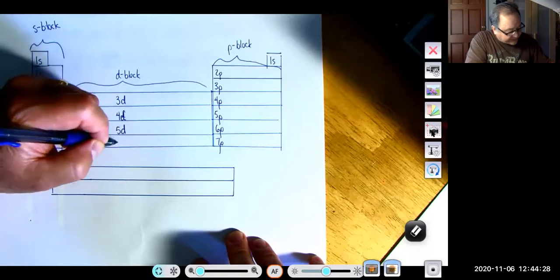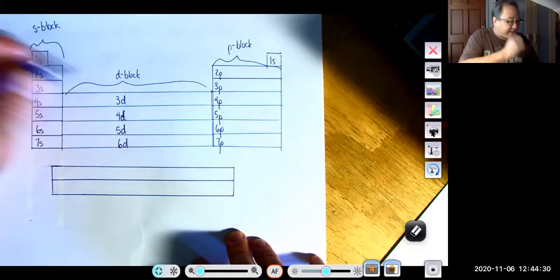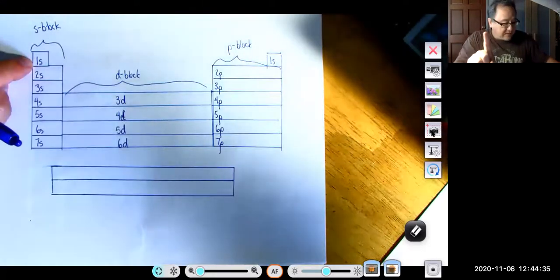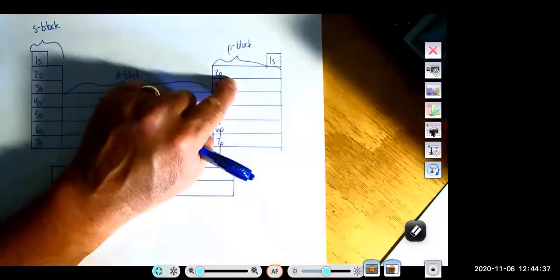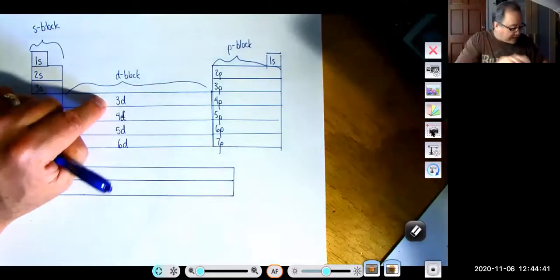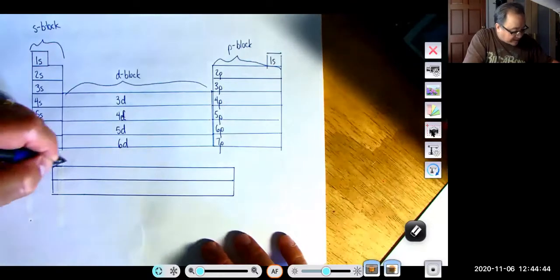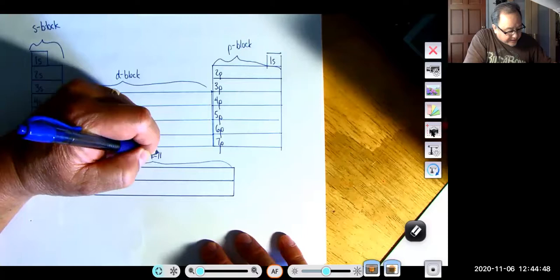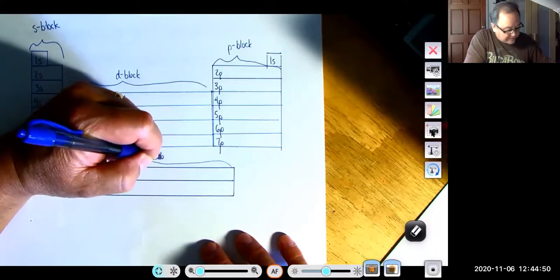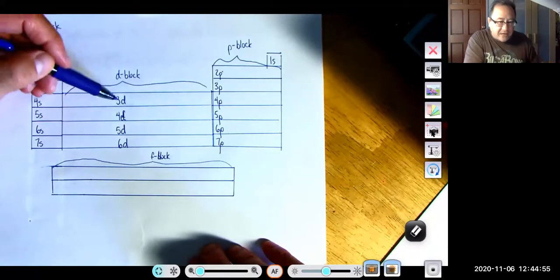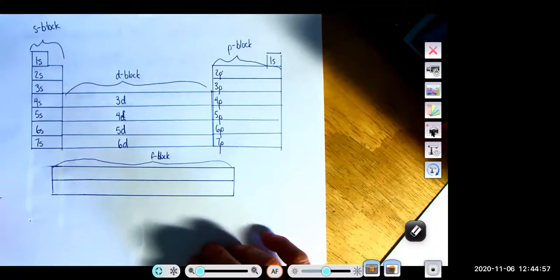5D, 6D. And you'll notice that the S block starts with 1. The P block starts with 2. The D block starts with 3. Well, down here, this is the F block. So what do you think the F block starts with? If this starts with 1, and this with 2, and this with 3, what does the F block start with? 4.